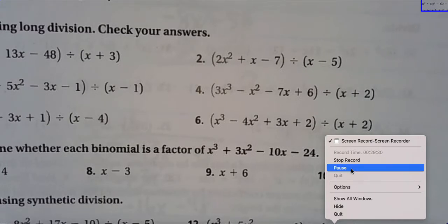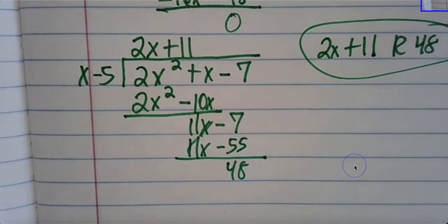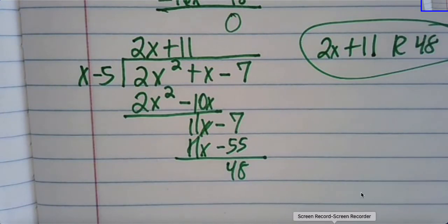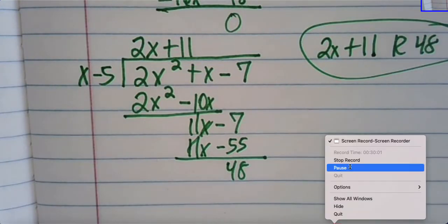Do I need to write it? Plus 11. This is what we should have gotten for number 2. That's not horrible. I think once we do so, the answer would be 2x plus 1, remainder 48. Yeah, so you might need to use your calculator.